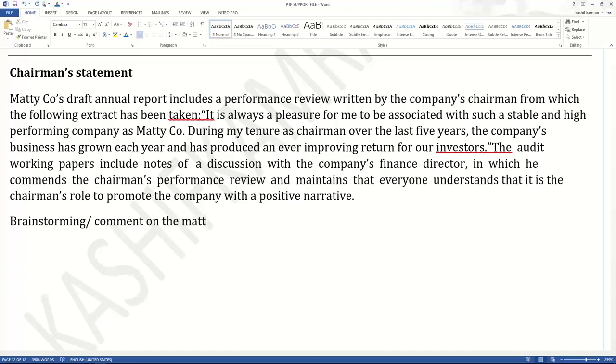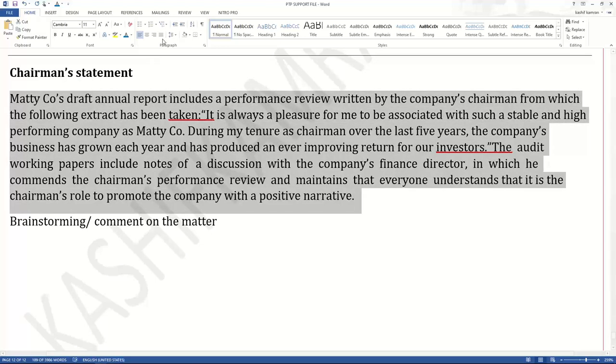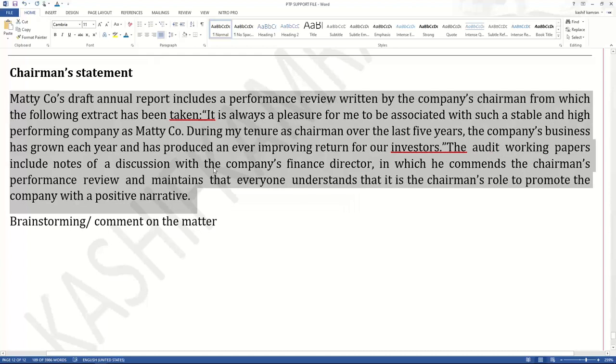Why am I doing the chairman statement? Because it's a non-accounting matter. So you might struggle writing the matters at home. But for the purchase customer list, you can easily write the matters, right? So let's go down to the chairman statement and let's see what sort of issues we have in the chairman statement. Okay.